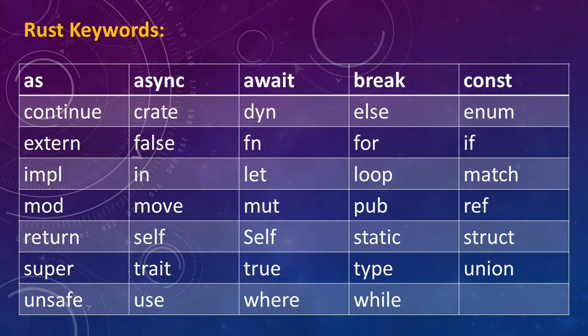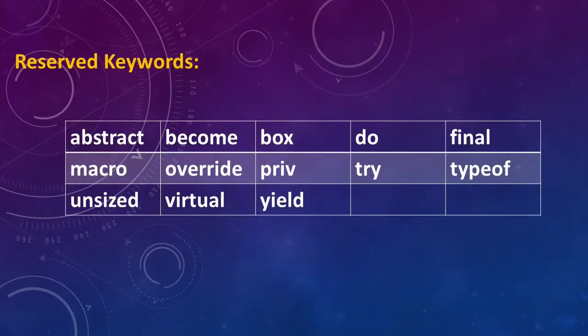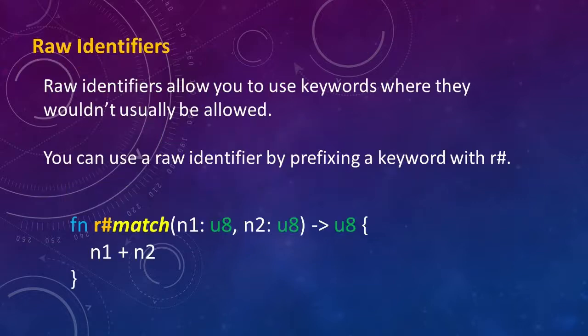In many languages, a user or programmer cannot name a variable or function using keywords or reserved keywords. But in Rust, there is a way to achieve it, that is raw identifiers. Raw identifiers allow you to use keywords where they would not usually be allowed. You can use a raw identifier by prefixing a keyword with r#.